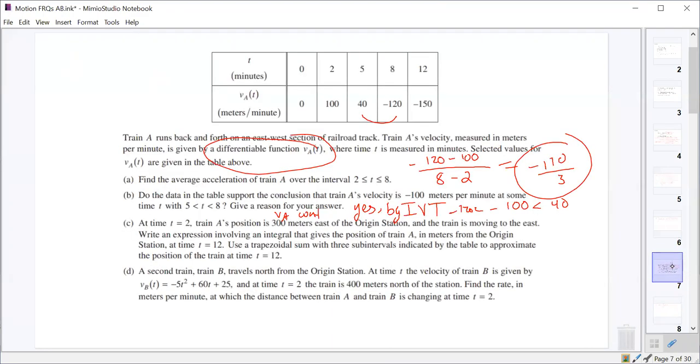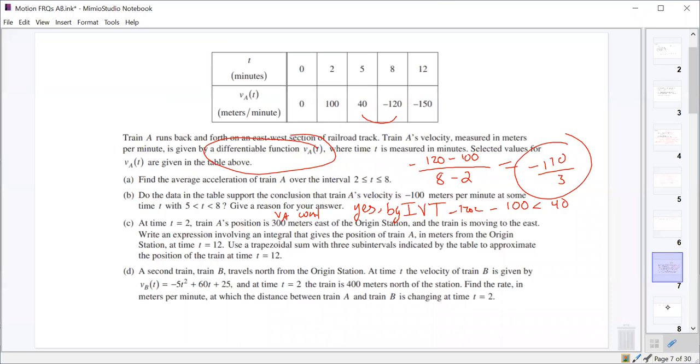And then the second part of that is use a trapezoidal sum with 3 subintervals to approximate the position. So do we have equal subintervals? 2 to 5, that's 3. 5 to 8, that's also 3. 8 to 12, that's not 3. So since they're not all the same, we have to break it up and do each trapezoid separately, right?